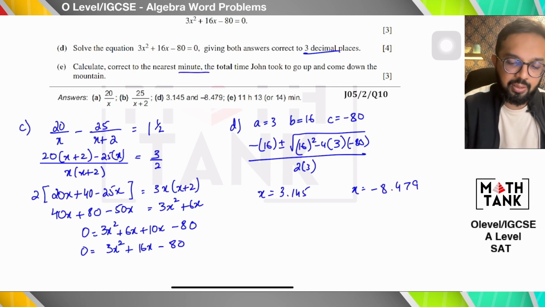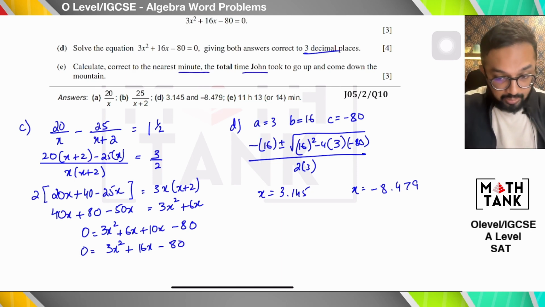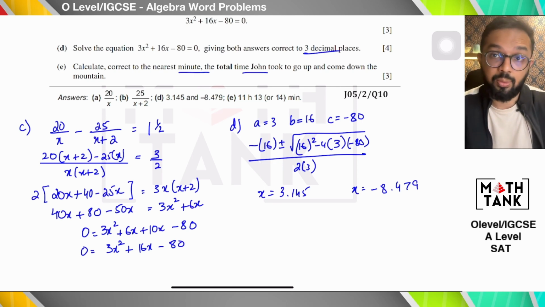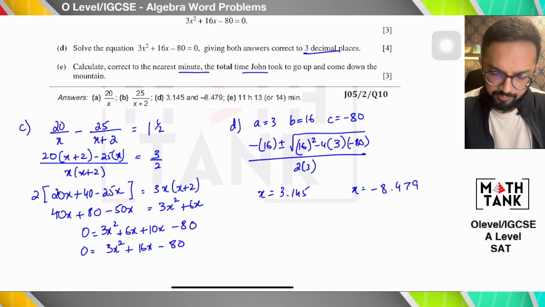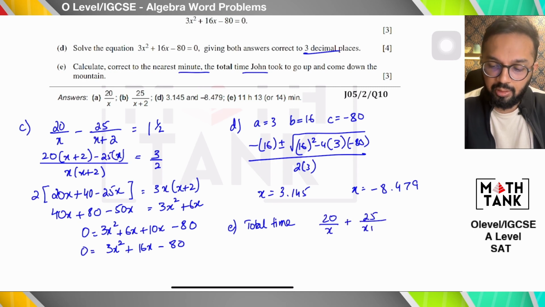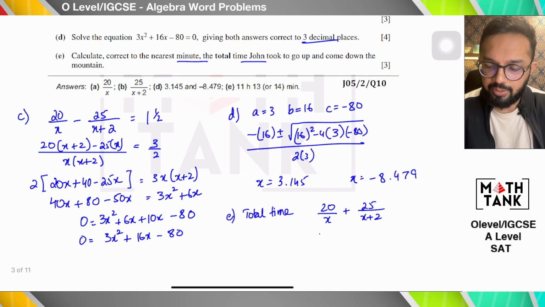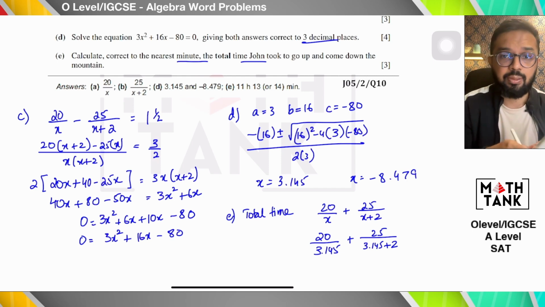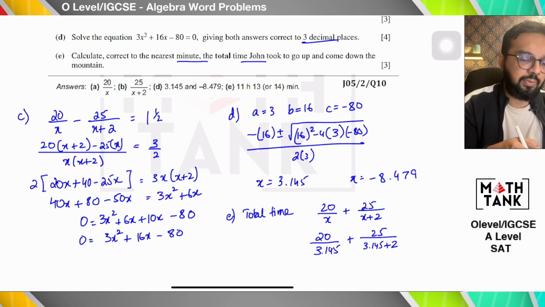Calculate to the nearest minute the total time John took to go up the mountain and come down the mountain. So I want to now calculate the total time that he took. I can say that the total time would be both times added together. So that would be 20 over x plus 25 over x plus 2. Now I don't need to do any algebra. What I can simply do is use my calculator and use the value that is positive. Why? Because the speed couldn't have been negative. I'm just going to put this as it is on my calculator.